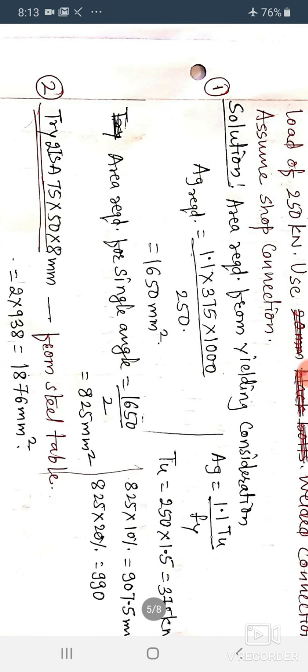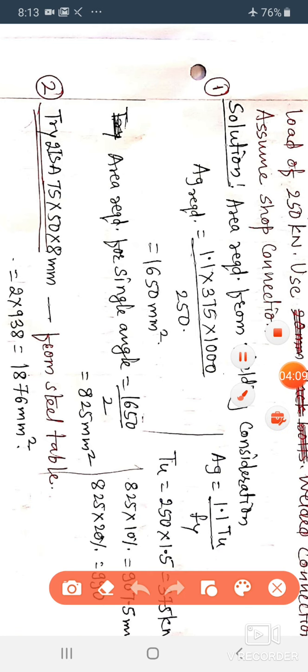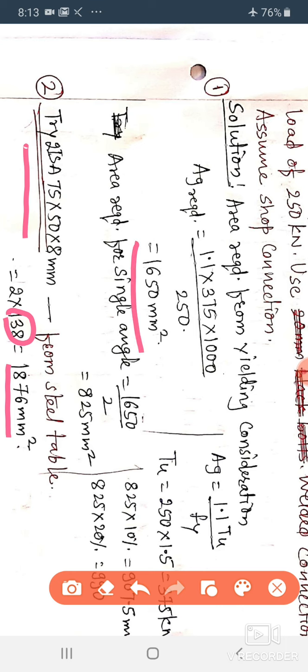So from steel table I'll be selecting the section as ISA 75 by 50 by 8. So here I am mentioning it as 2 ISA, try 2 ISA 75 by 50 by 8 mm. So the area for the single angle is 938, that is for 75 by 50 by 8. So I'll be just doubling it. I'll be getting the area as 1876, which is more than the required area.